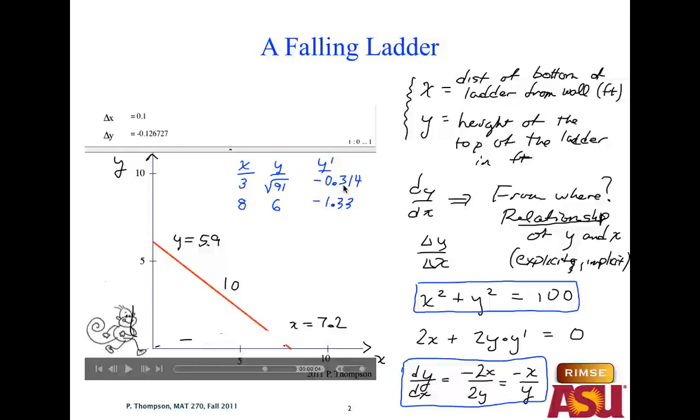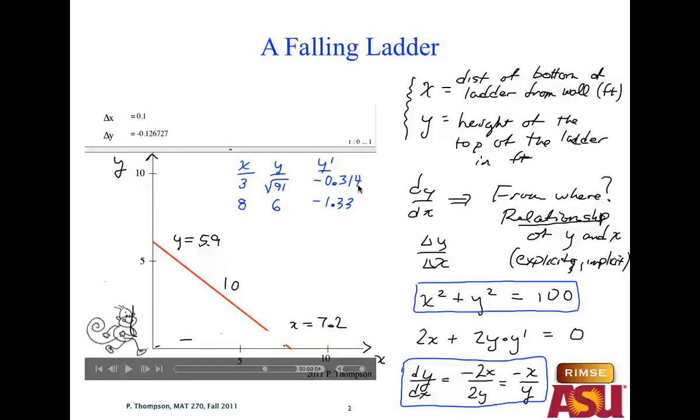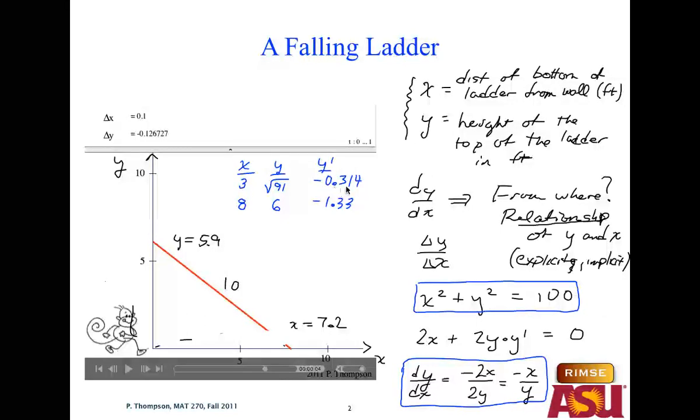Ariana, what do you think about that? Agree with that? That makes sense to me. Makes sense to you, okay? Peter? As x increases, I guess as the bottom of the ladder gets farther away from the wall, the top of the ladder gets closer to the ground at a faster rate. That's what negative 0.314 means? Nope, just negative 0.314. Yeah, that's fine. So as y changes a little bit, x will change negative 0.314.